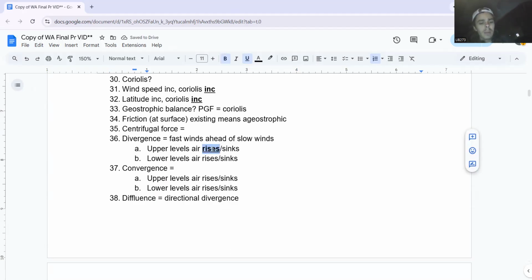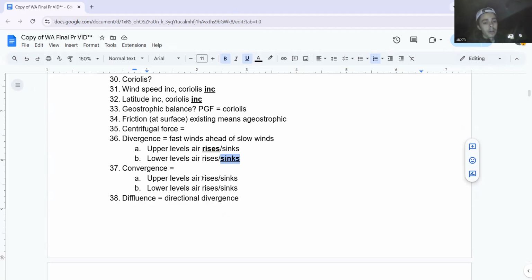And in the lower levels, since air can't rise from below because you're at the ground, it's going to sink from above to fill that gap. So that's what these two statements mean, what's going to happen when the gap is created. In the upper levels, air will rise from below. In the lower levels, it will sink from above.